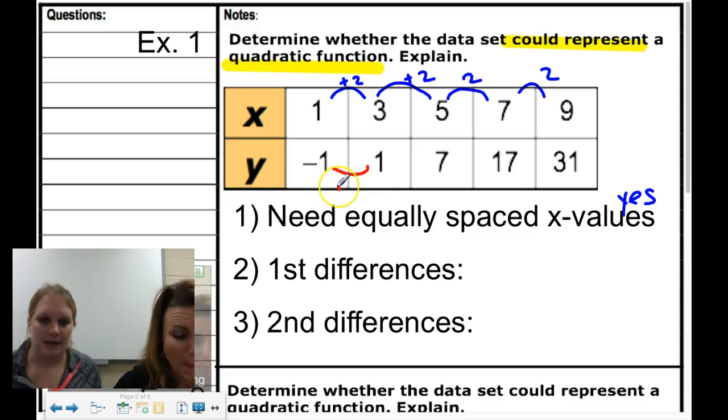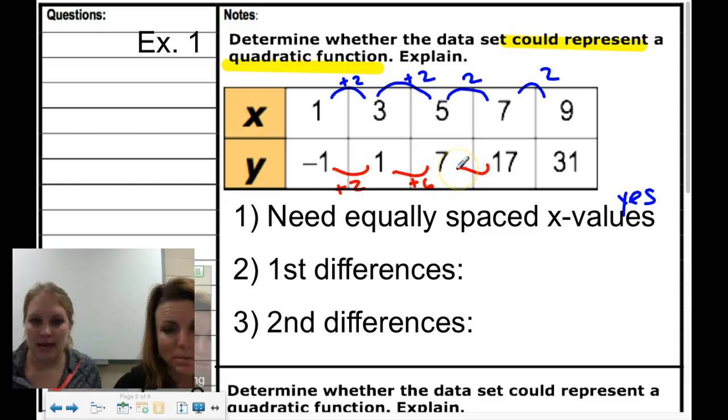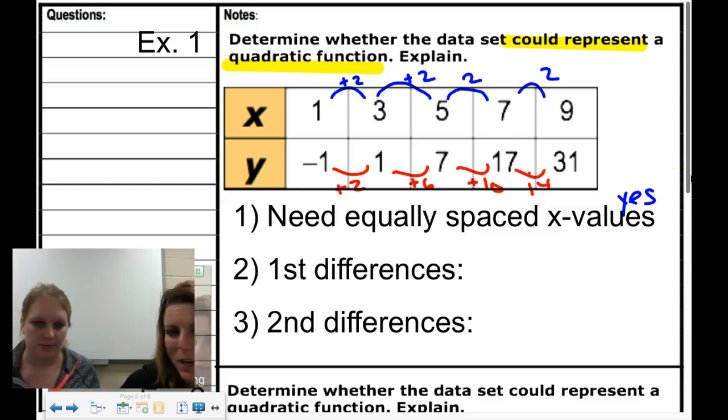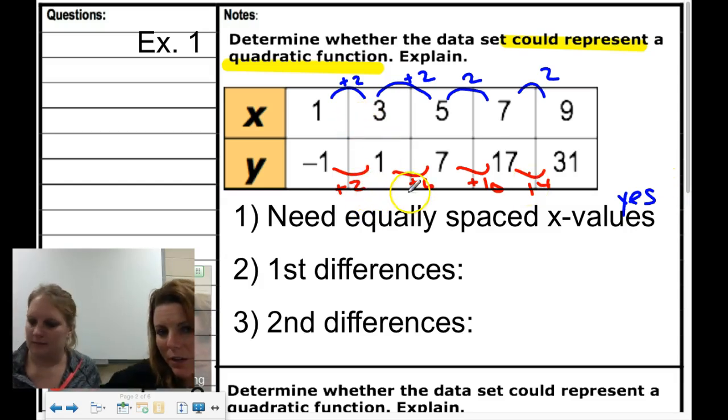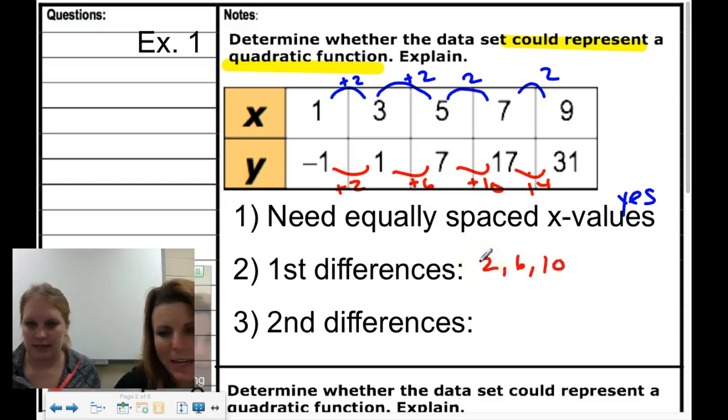All right, so I am adding 2, I'm adding 6, I'm adding 10, and I am adding 14. So we don't care about that. But the first differences, should we write them down there, just so they know that's what we found? 2, 6, 10, and 14.